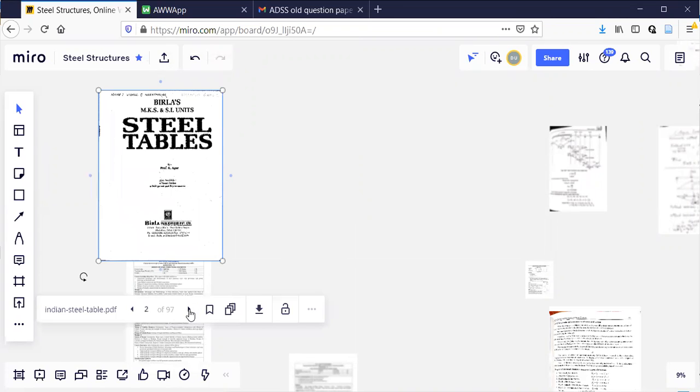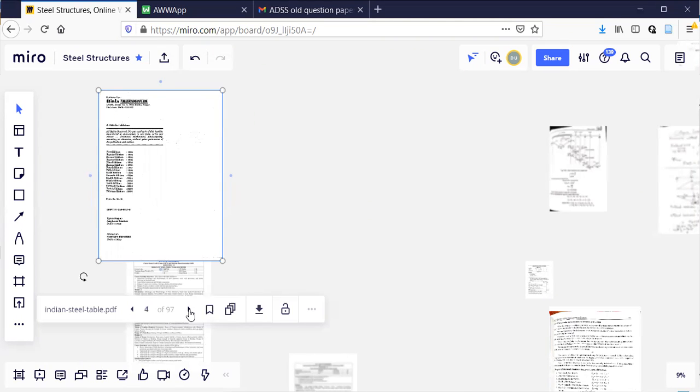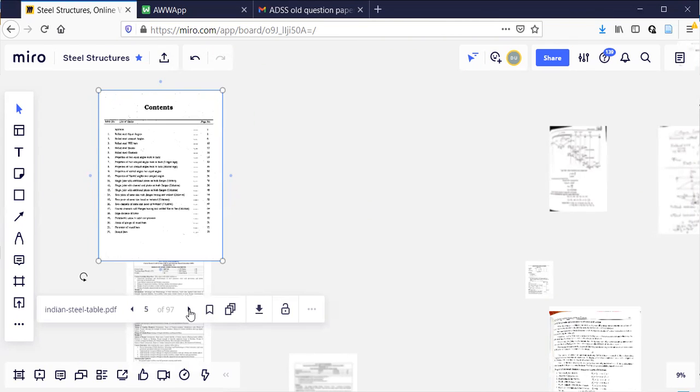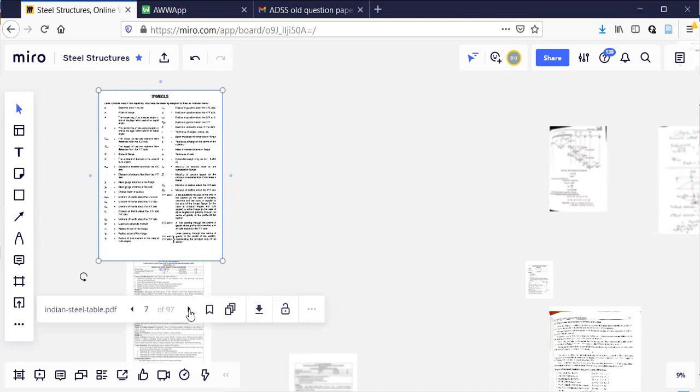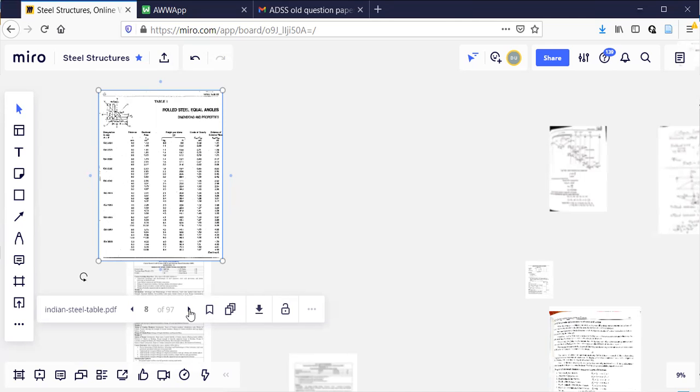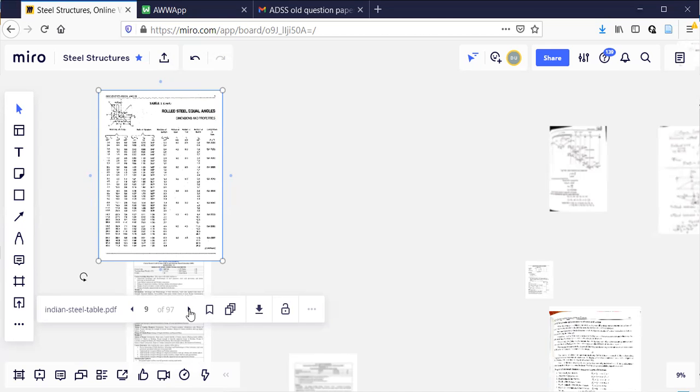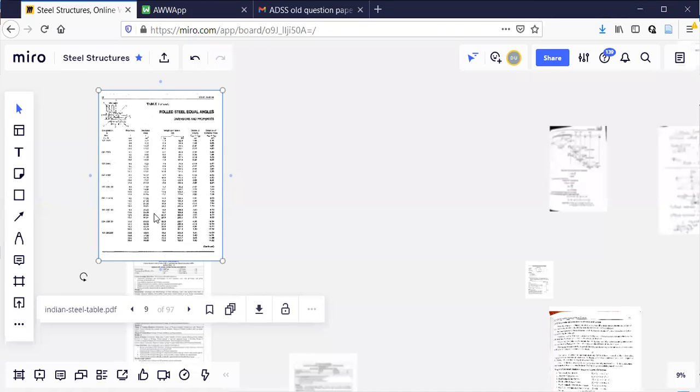I'll go to the second page, third page. As you can see, 97 pages. It is the entire book I have taken here. Entire book of steel table is there. Any shape, anything that you want, you will get it here. Any page number, if you go there.